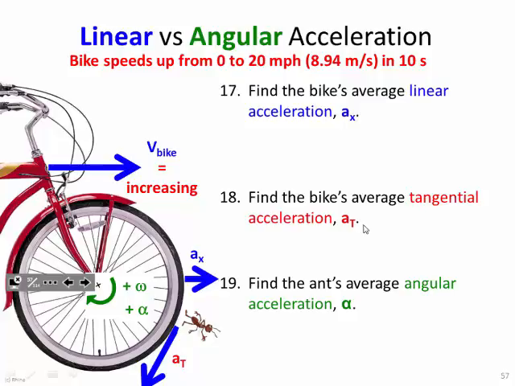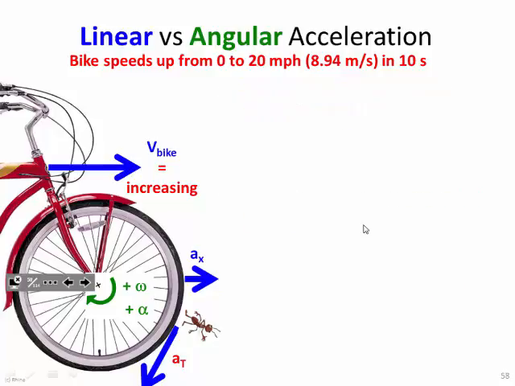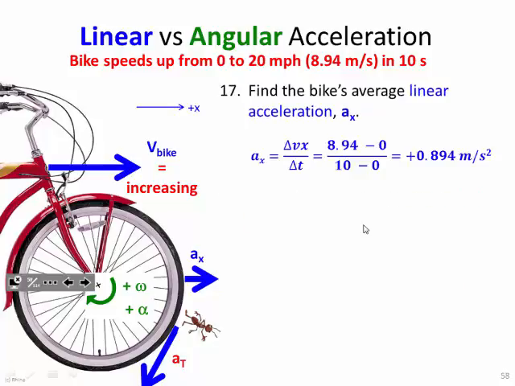It's delta V over delta T. Sorry, my X needs to be a subscript. Circle that. That should be a subscript. And you notice I'm giving you an X direction up top here as well. So just do delta V over delta T, right? And it's easy math here. It's 10 seconds, so it's 0.894 meters per second squared.